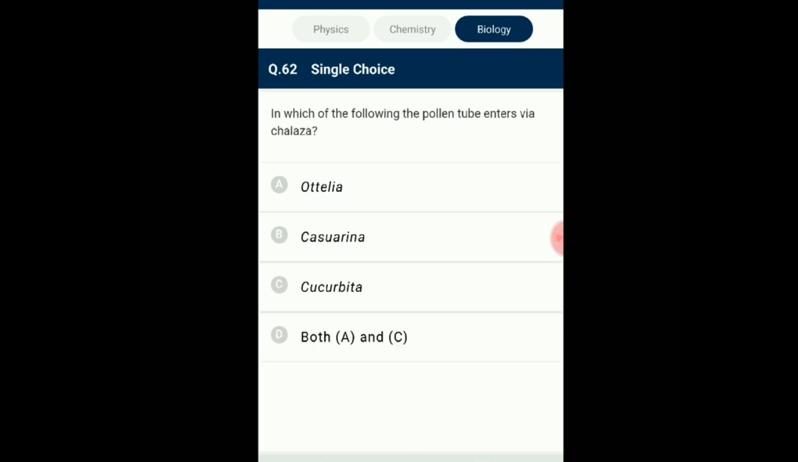Question number 62. In which of the following does the pollen tube enter via chalaza? There are three possible ways for the pollen tube to enter the embryo sac. First, in most cases, the pollen tube enters through the micropyle, called porogamy, as in Ottelia. Second, in Casuarina, the pollen tube enters through the chalaza, called chalazogamy. Third, in Cucurbita, the pollen tube enters through the integuments or funicle, called mesogamy. So the correct option is B, Casuarina.